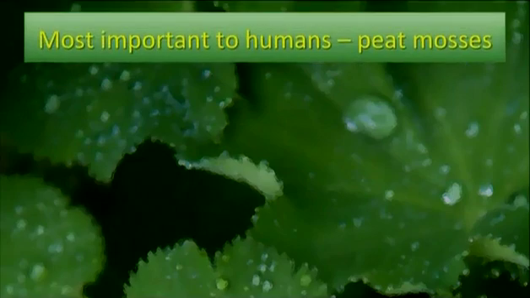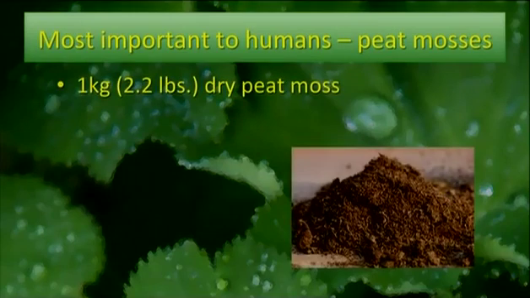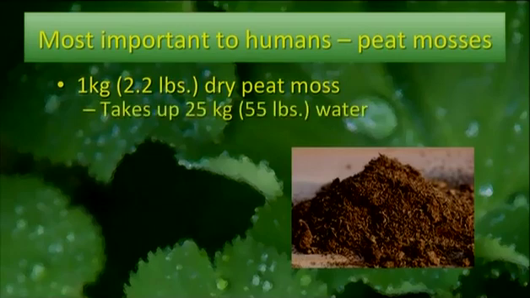Now, the most important kind of moss to humans has been peat moss. Remember what we talked about earlier about World War I and them using the peat moss as a dressing for wounds? Now, this is quite amazing. 1 kilogram of dry peat moss, this is some decomposed peat moss, can actually take up 25 kilograms or 55 pounds of water, so it's very absorbent.